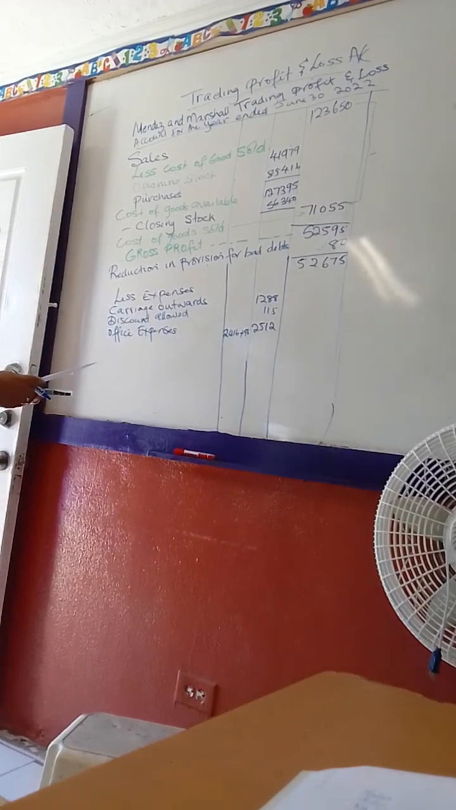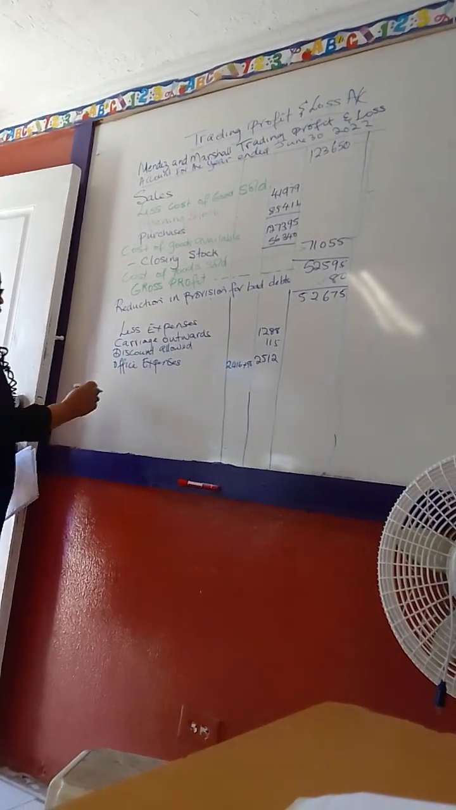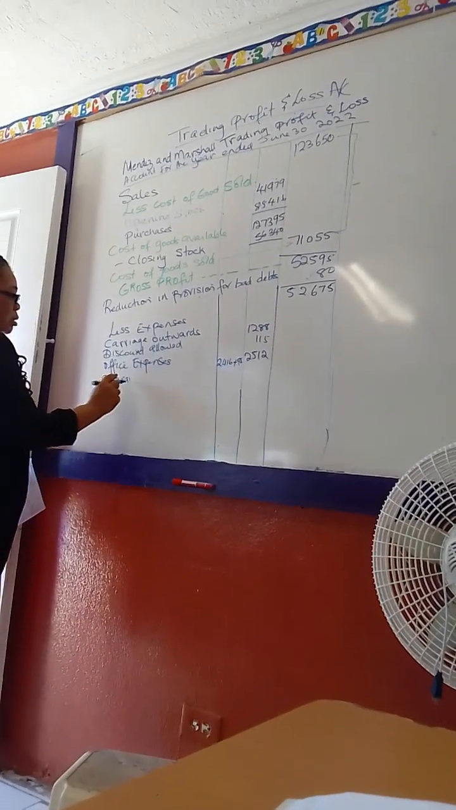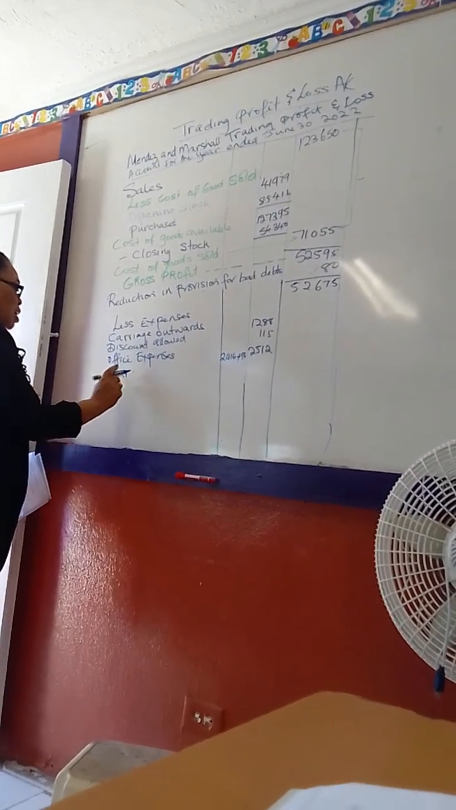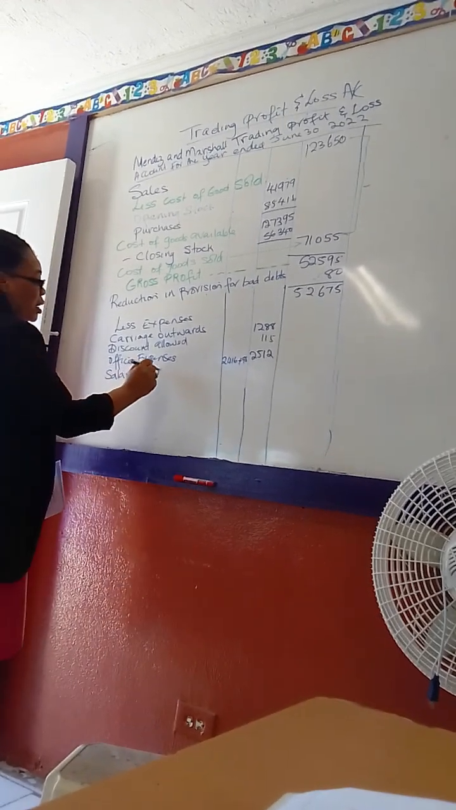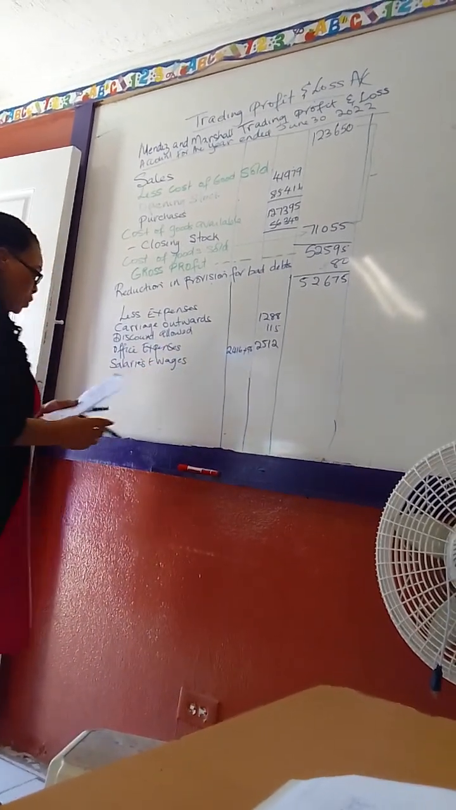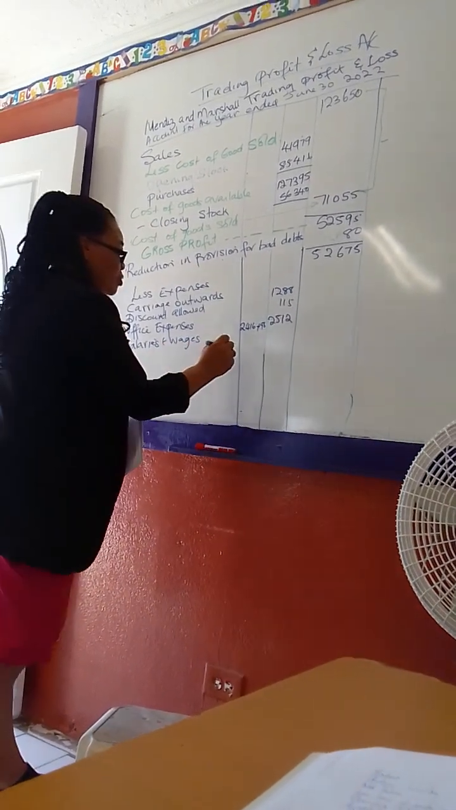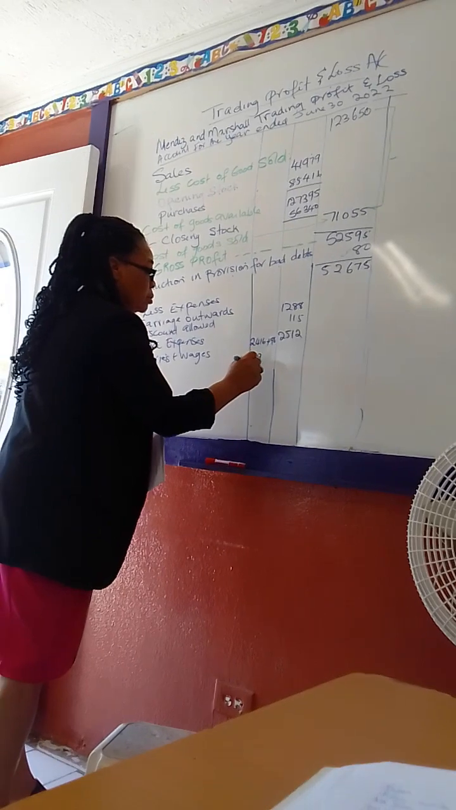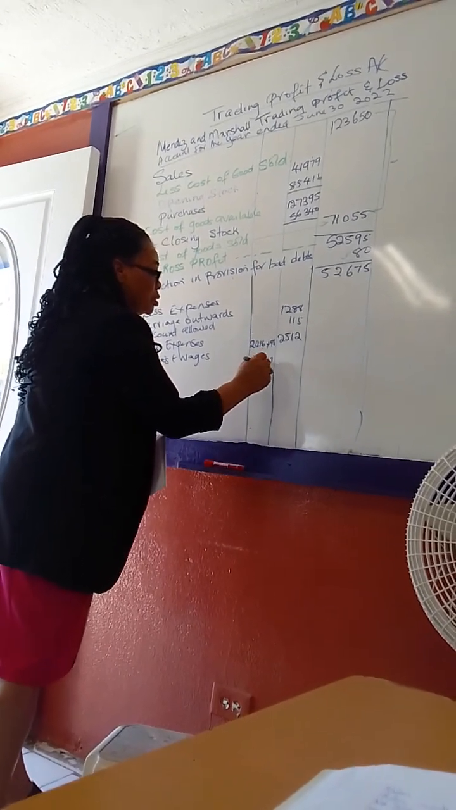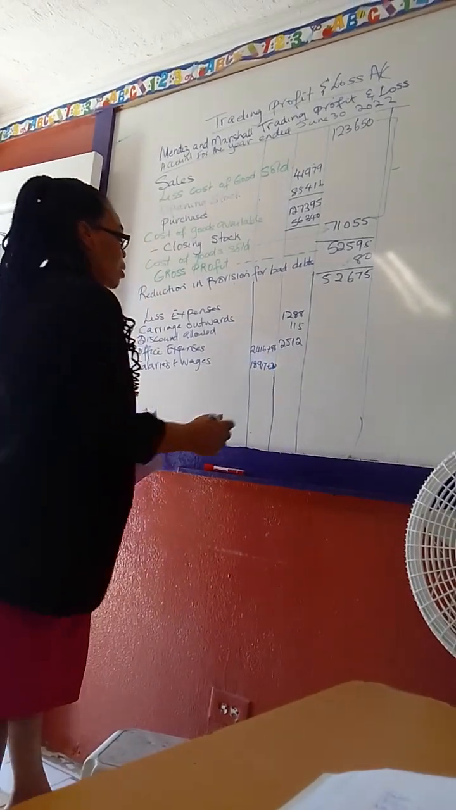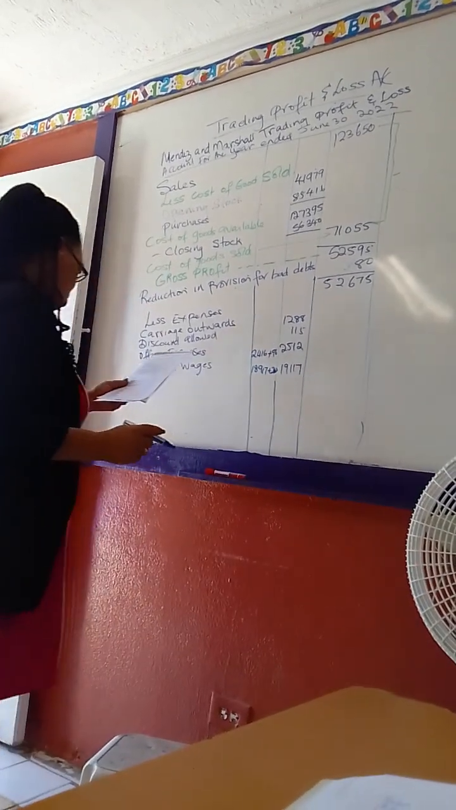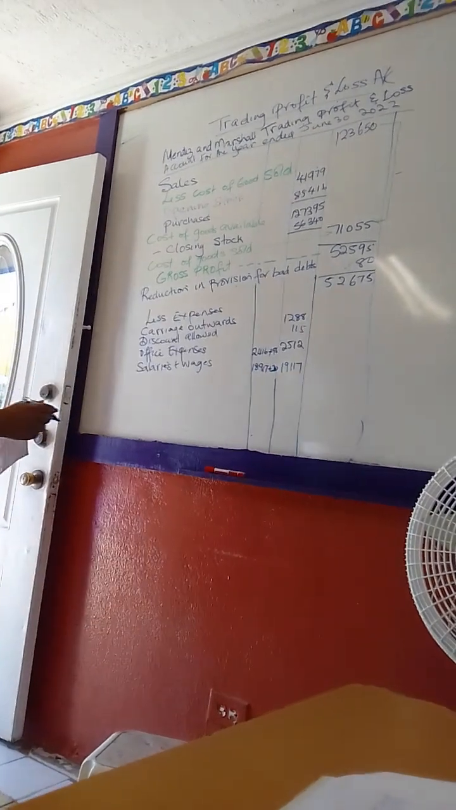What's the next expense? Salaries and wages. What's the figure for salaries and wages? 18,917, but there's an adjustment as well. 200, so that's going to give me 19,117. Okay, moving on. We see bad debts.